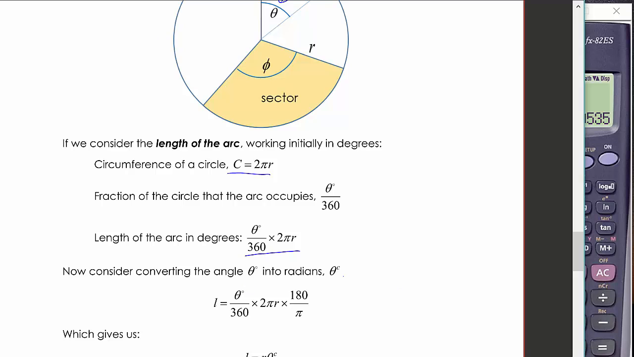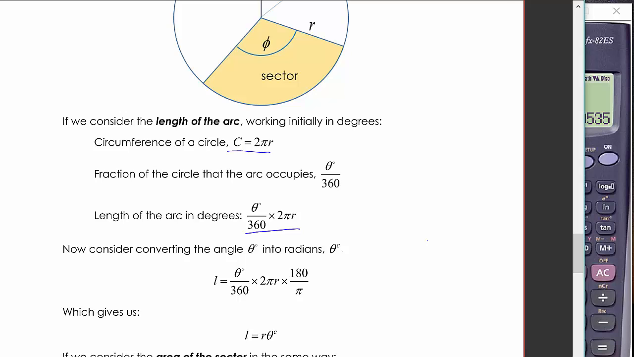Now convert the angle into radians. If we want that angle instead to be in radians, I'm multiplying theta by 180 over pi. Now we can see there's some cancelling here, and then that 2 will go with that 2, and the pi on the bottom here with the pi there, and all we end up with is r theta. The formula is very much simpler when we're in radians because the radian is an intrinsic measure of a circle.